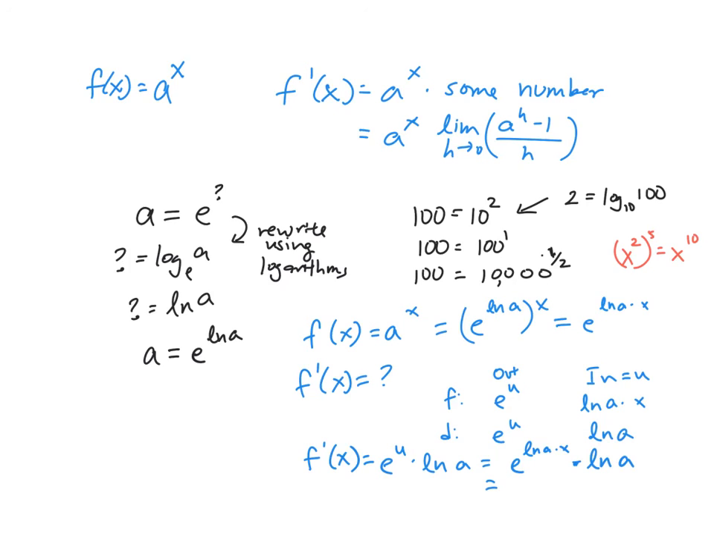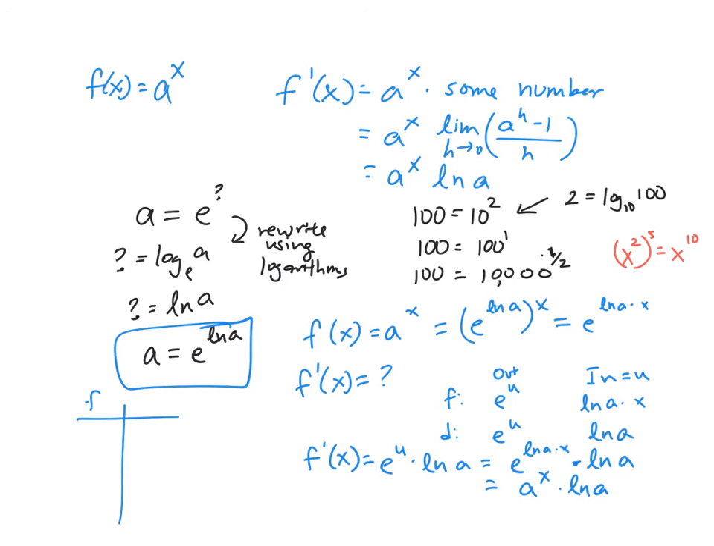But e to the natural log of a was another way of saying a. So really we get a to the x times the natural log of a. So that number is really the natural log of a. This would be a great thing to put on your list of functions and derivatives. If it's a to the x, the derivative is a to the x times the natural log of a. On Monday in class, we'll go through some applications of using the chain rule.